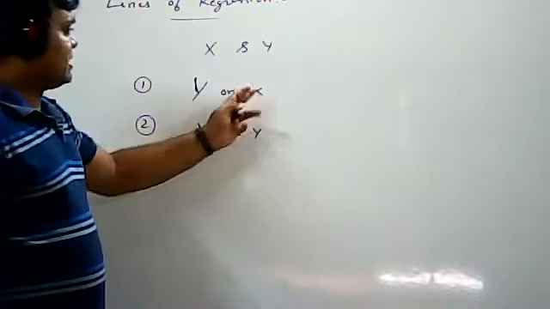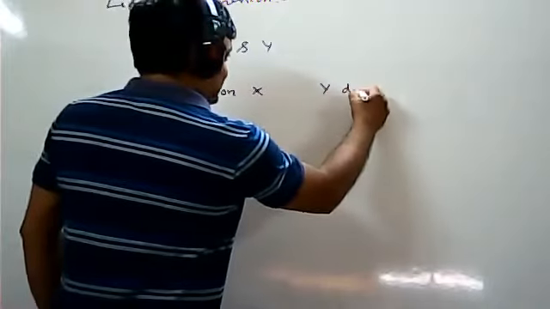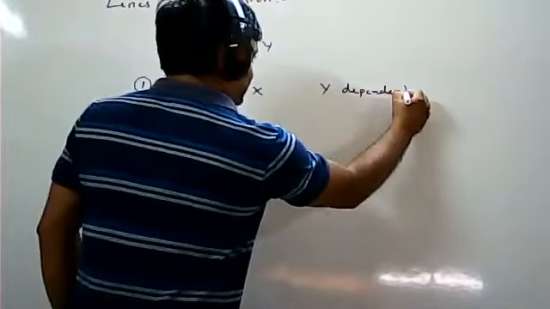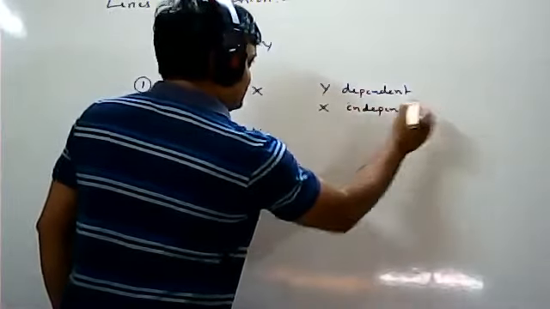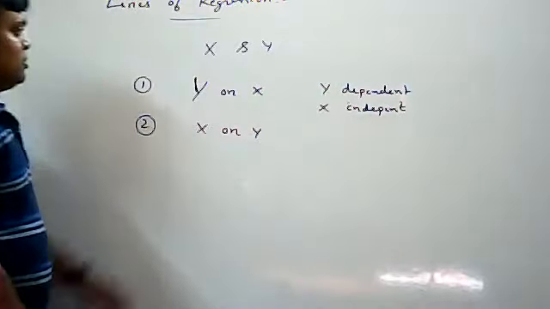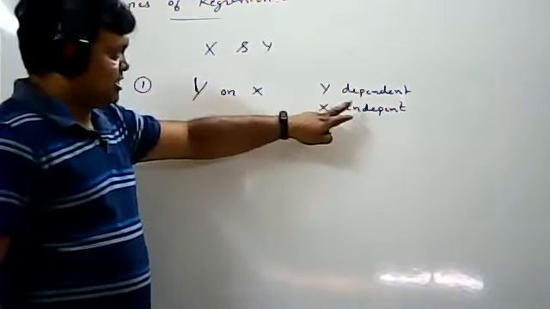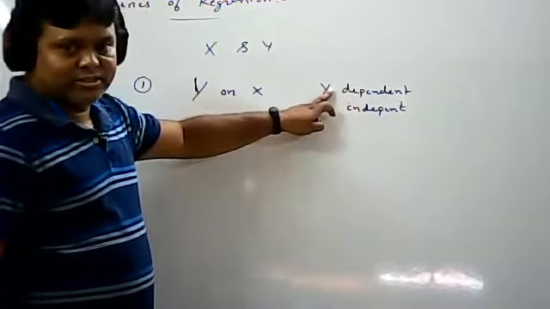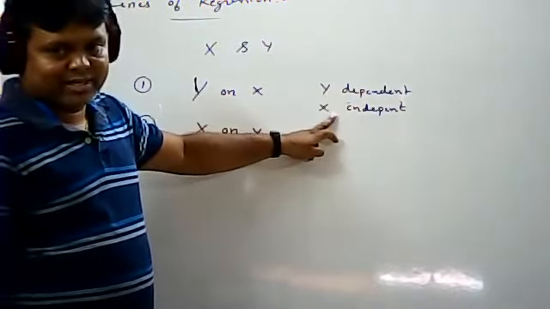In this, suppose the regression line of y on x. Here y is the dependent variable and x is the independent variable. So the regression line of y on x is used to estimate the value of y when the x value is given.